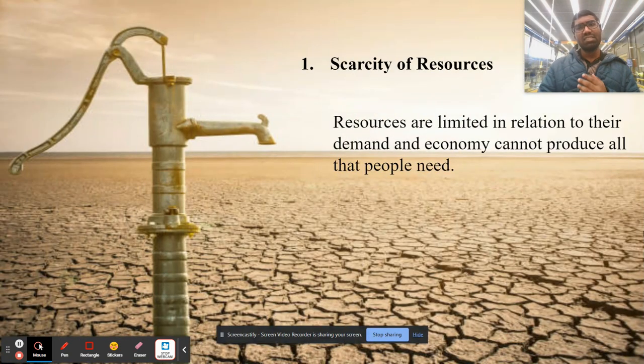Well, let's see, scarcity of resources is one of the contributors in economy, because resources are limited in relation to their demand, and the economy cannot produce all that people need. That's what we were discussing. For example, if there are 10,000 cars running, the petrol being produced is not enough, because of scarcity of resources. Then the economy starts falling, because the demand is more and the supply is very less. So in this way, the economy goes down.